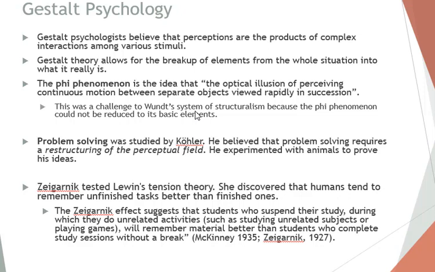Then we move to something called the phi phenomenon, which was a challenge to the Wundt system. I'll show you the phi phenomenon in a second, but the idea is that the phi phenomenon is a mechanism by which movement can be simulated by the process of an optical illusion. Let me show you an example. Here's an example of the phi phenomenon, again, courtesy of our friends at Wikipedia.